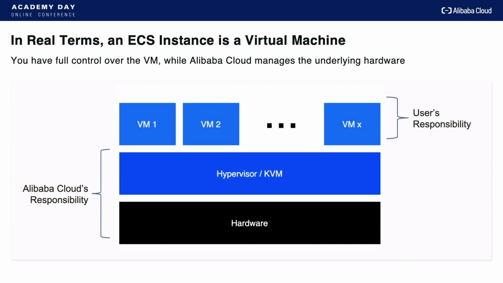So, as I said, in real terms, an ECS instance is simply a virtual machine. And the bottom 2 layers of the stack here, the hardware and the hypervisor, or the virtual machine manager, that's our responsibility. That's what Alibaba Cloud handles for you. The top layer, where the virtual machines are, those are your responsibility as the user. That's how the separation of responsibilities works for IaaS, or infrastructure as a service, on most cloud providers. The user is responsible for the VM and everything that runs on it, and the cloud provider is responsible for all of that wonderful stuff underneath, like the kernel virtual machine and the hardware. The KVM is just a hypervisor, for those that don't know.